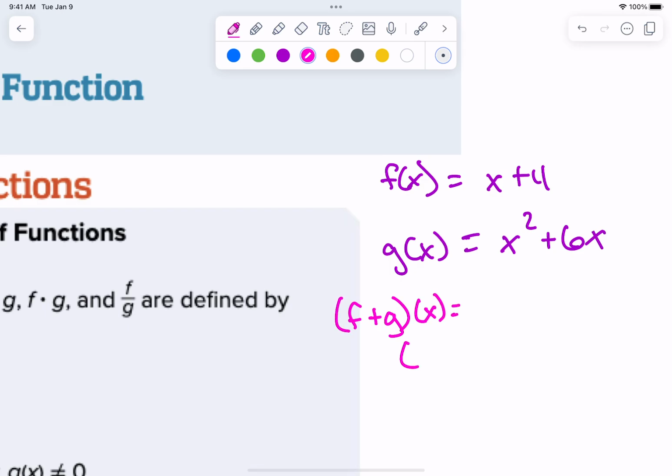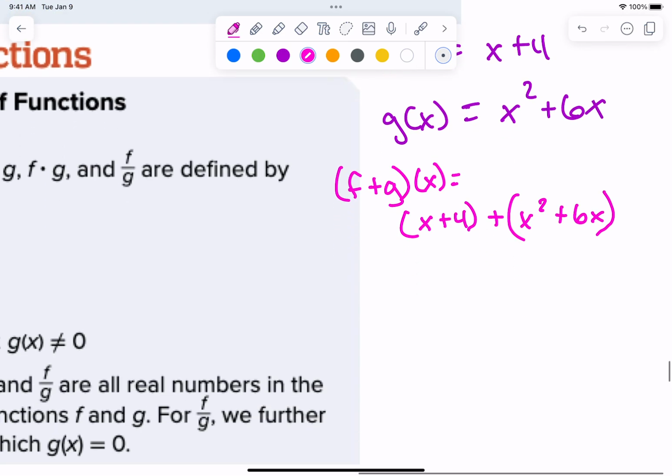Now this is my favorite. X plus 4 plus x squared plus 6x. My Algebra 2 kids are really on the struggle bus right now because they see that and they automatically foil because it's in parentheses. And I'm like, you're adding, silly kids. Don't foil, okay? They're foiling that every single time. So when you add, you combine like terms and you get x squared plus 7x plus 4, and that's it.